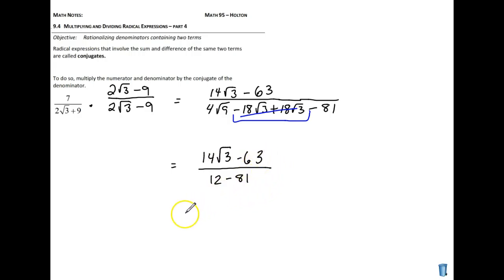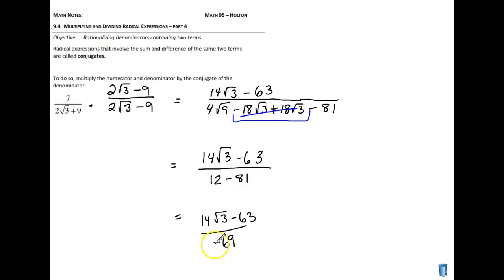So then I just have to simplify because I can do 12 minus 81. And of course, that gives us a negative 69. So I have 14 radical 3 minus 63, and that's all over a negative 69. One final check to make sure that you're completely simplified is you're looking for any common factors of all three of your terms. Here with a 14, 63, and 69. So I noticed that 7 goes into 14 and 7 goes into 63, but 7 does not go into 69. So I believe I'm good to go on those, and that would leave this answer as is.